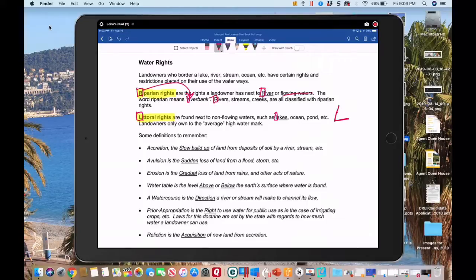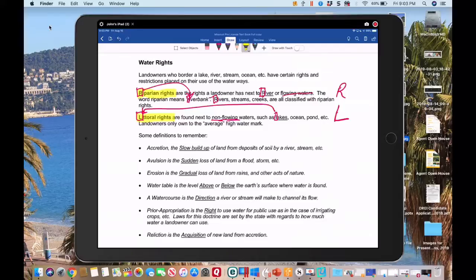But littoral rights, again, just think of the L, okay? And you can connect those dots. So that's next to a lake or a non-flowing water, okay? Riparian rights, R for riparian, R for river or riverbanks. So just try to connect those letters, and I think that will help you out a lot.